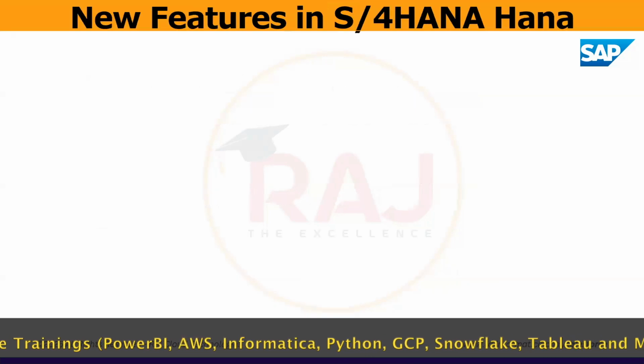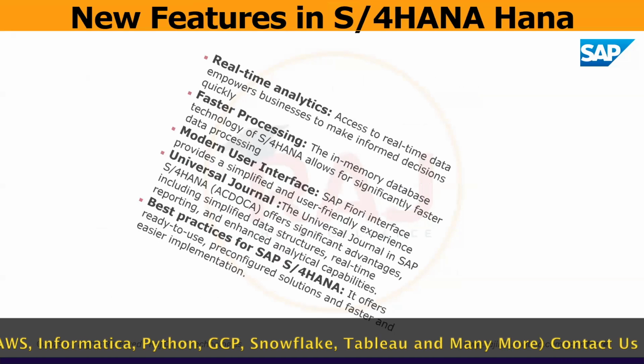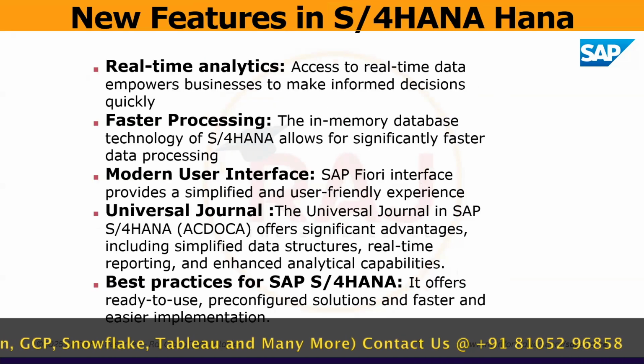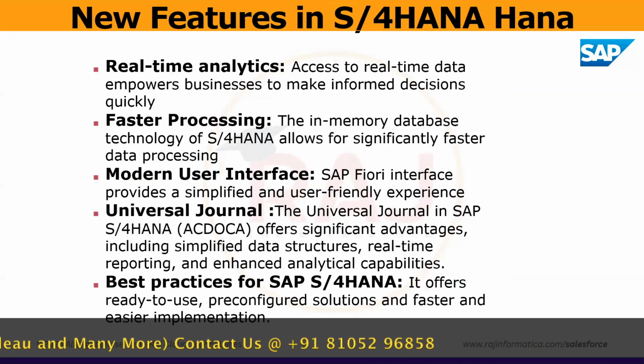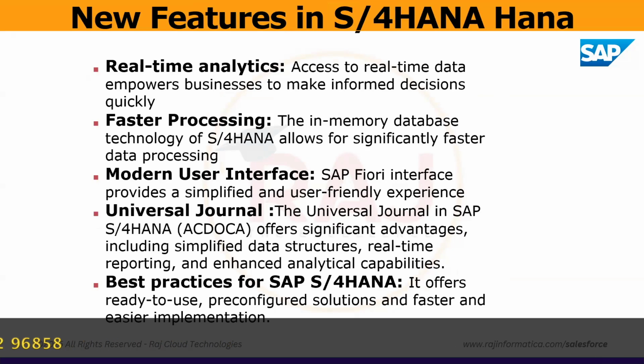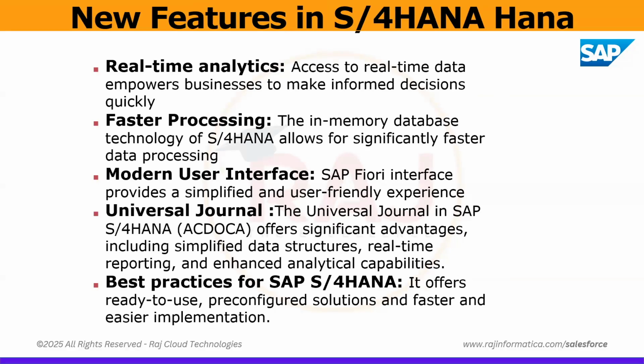So these are controlling related topics. Now, what are the new features which SAP has given in HANA? It gives us real-time reporting for accessing the management by updating the real-time data. So it helps the management to take decisions quickly based on this real-time analytics. Faster processing: the in-memory database of S4 HANA allows faster processing of the data.